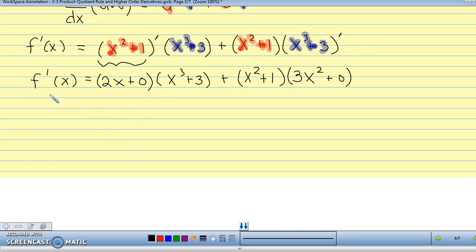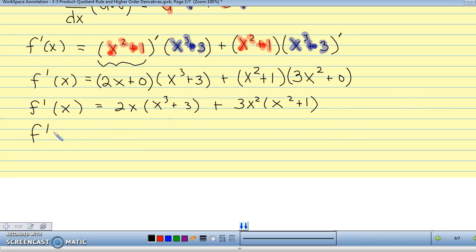So this is where we're at now. So we get 2x times x cubed plus 3, plus we can put the 3x squared up before the x squared plus 1. Okay, this is a good answer. We can leave it here, or we can keep taking it further.